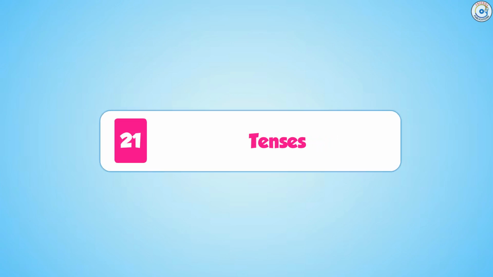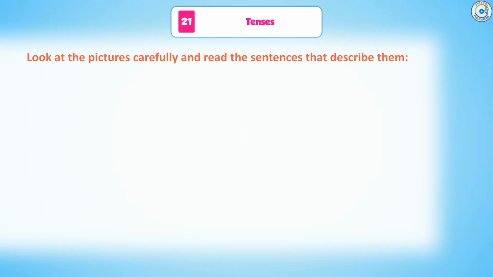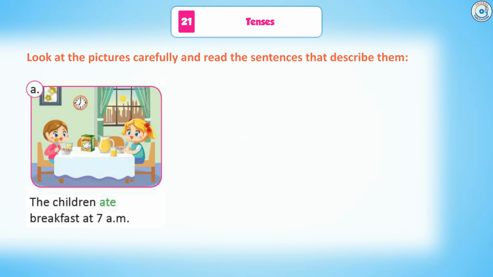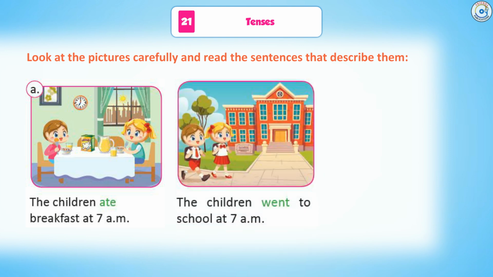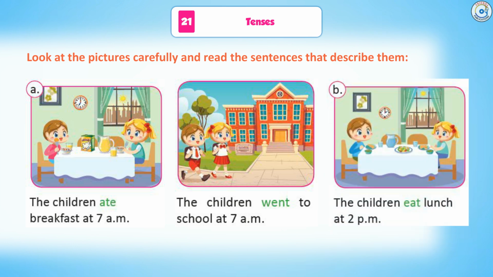Chapter 21: Tenses. Look at the pictures carefully and read the sentences that describe them. The children ate breakfast at 7 a.m. The children went to school at 7 a.m. The children eat lunch at 2 p.m.